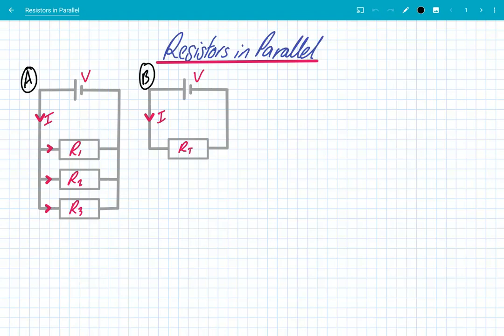Hey guys, what's up? I'm going to look at resistors in parallel and how we calculate the total resistance of a number of resistors in parallel.